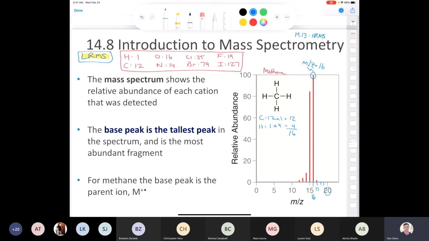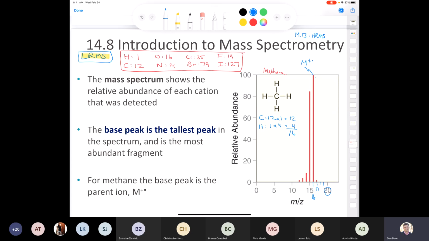So what did I do? I hit the methane molecule with a high energy beam of electrons. I knocked 1 electron out. I made my molecular ion. And so this is my molecular ion peak, where I have a mass over charge of 16. So I'm going to label that as my molecular ion peak, which I denote like that.